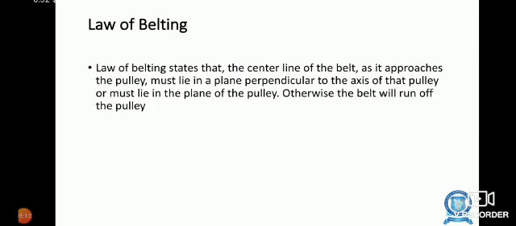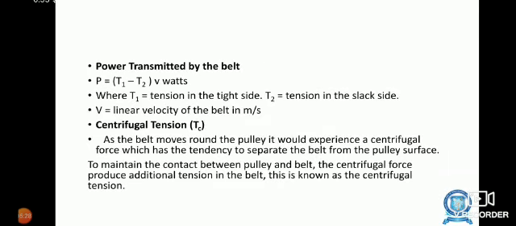Law of belting. The law of belting states that the center lines of the belt, as they approach the pulley, must lie in the plane perpendicular to the axis of that pulley, or must lie in the plane of the pulley. Otherwise, the belt will run off the pulley. Power transmitted by the pulley.